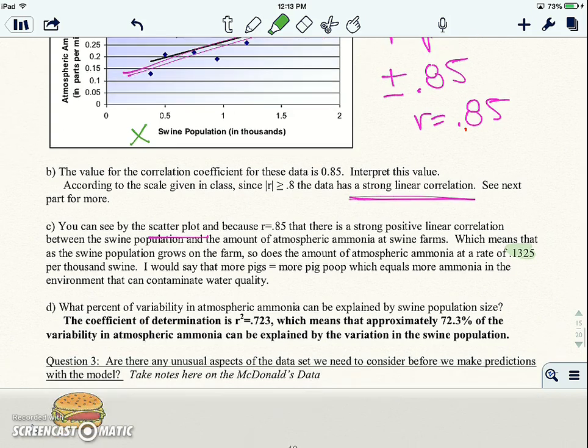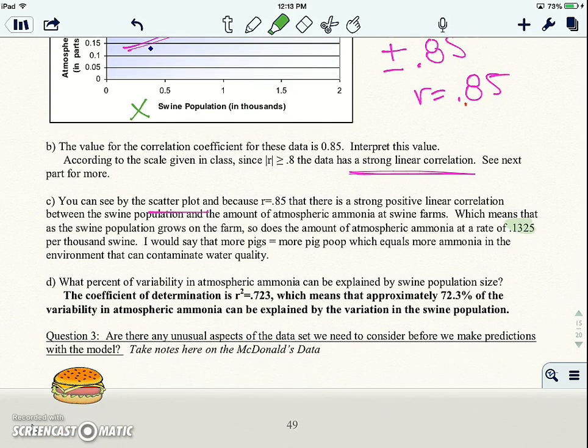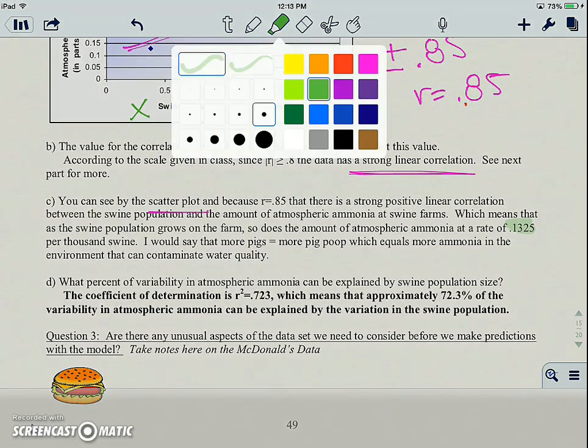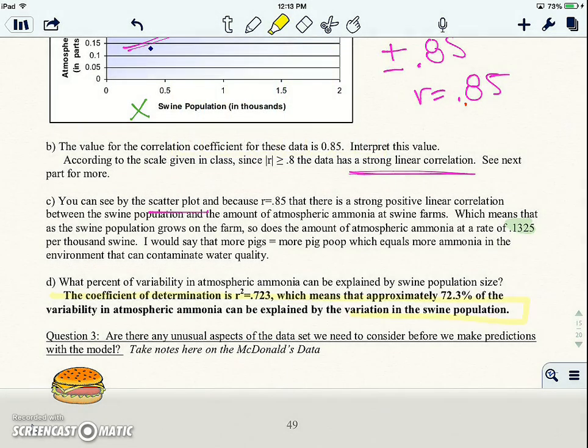Okay, here's the key thing. What percent of variability in atmospheric ammonia can be explained by swine population? You must memorize this. The coefficient of determination is R squared, 0.723, which means that approximately 72.3% of the variability in atmospheric ammonia can be explained by the variation in swine population. And I much prefer the words explained or accounted for than caused, because again, we really don't know caused. So memorize this wording. I promise it will haunt you.